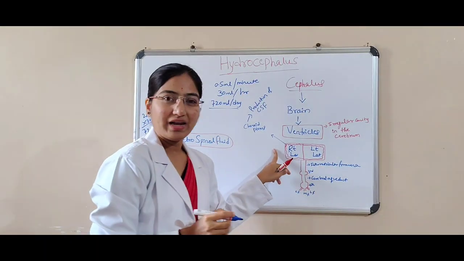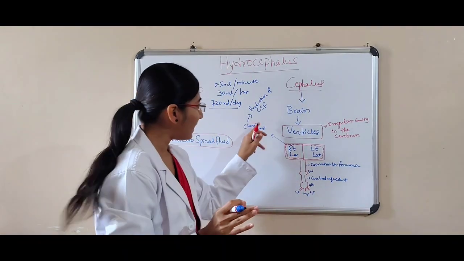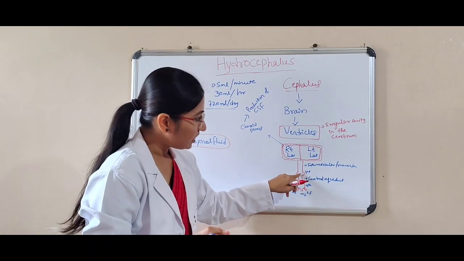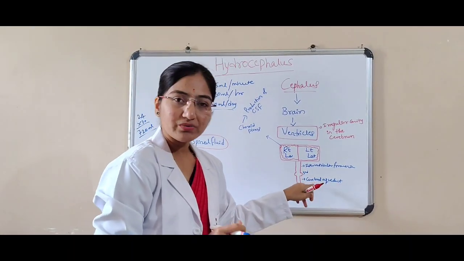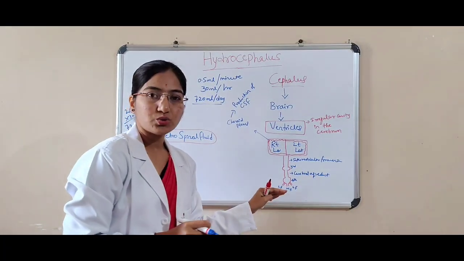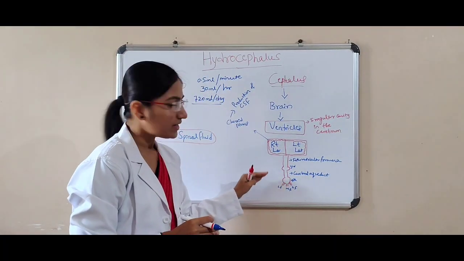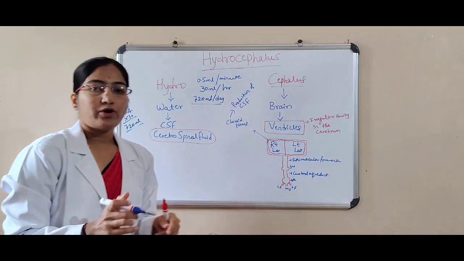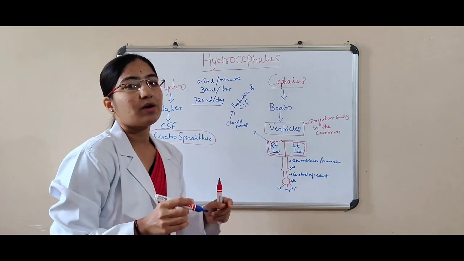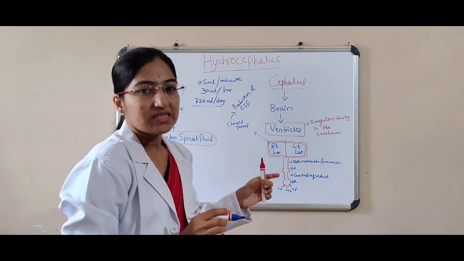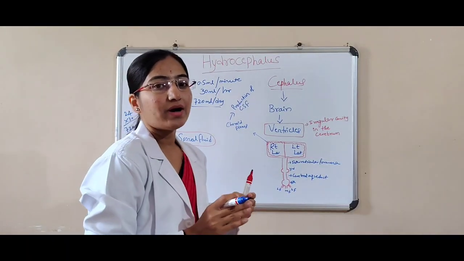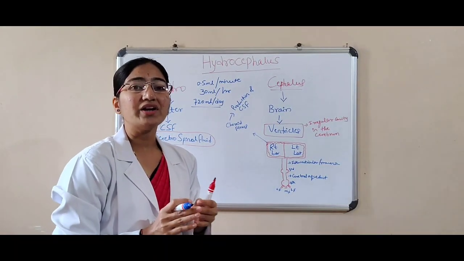This 720 ml of CSF is produced by the choroid plexus inside the ventricles, and then it goes to the third ventricle, communicating through the interventricular foramina, and then comes to the fourth ventricle through the duct called the cerebral aqueduct. Then through the medial foramina it drains and reaches the subarachnoid space through the meninges, and in the subarachnoid space there is the arachnoid villi.